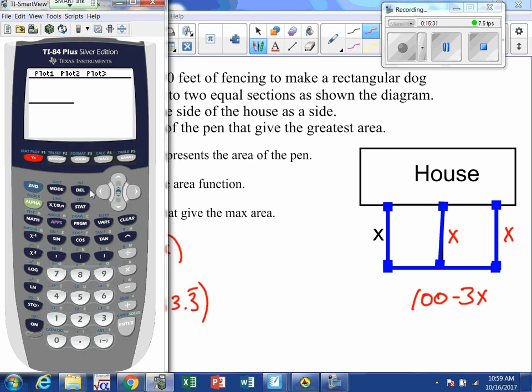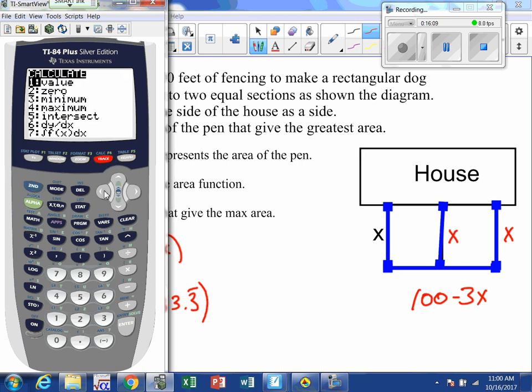So if we go in and we graph this, x times 100 minus 3x. And to help us out, I'm going to change my window from 0 to like 40, since it's a little bigger than 33. If I graph that, I can't really see the top, so I'm going to hit trace, and I'm up around 800 or so. So that tells me to make this a little bit higher. Let's make this like 1500. So there I can see my max.